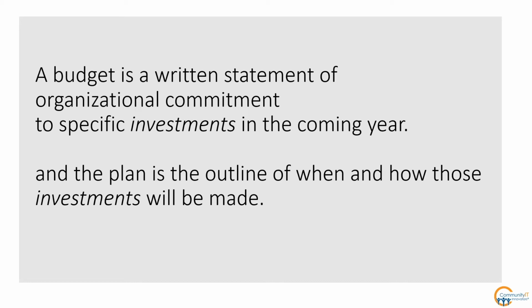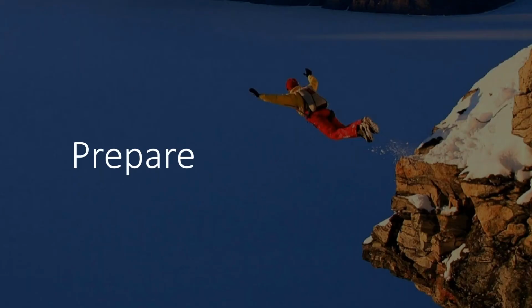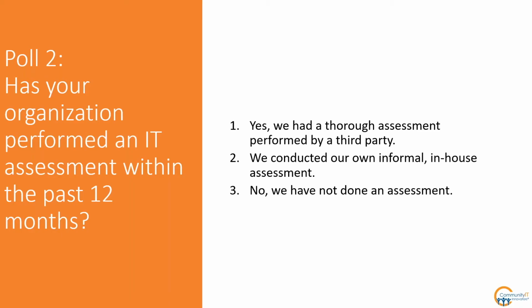So let's talk about the first step in the process, which is preparing. Sometimes putting together your IT budget can feel like jumping off a cliff, but you notice this cliff jumper has a parachute, and you want to be prepared when you start into that process. So we're going to talk about some of the ways that you can prepare for going through the IT budgeting process. Before we do, we have another poll for you, and this is sort of a giveaway as to the first step in that preparation process, and that's conducting an assessment.